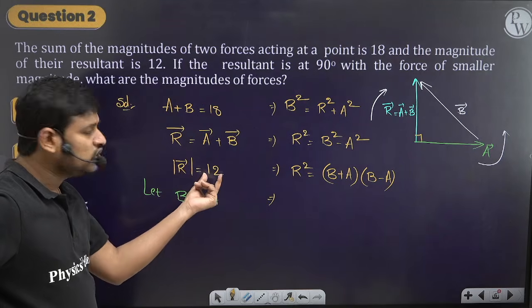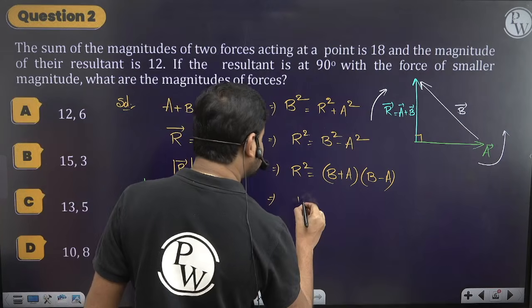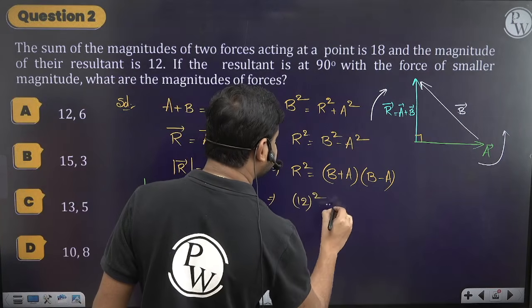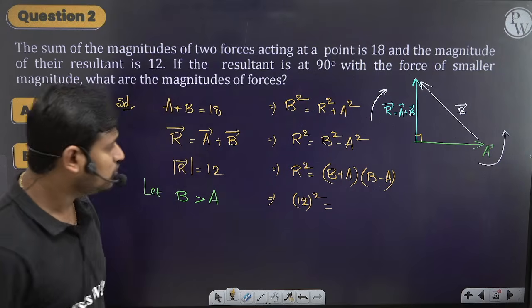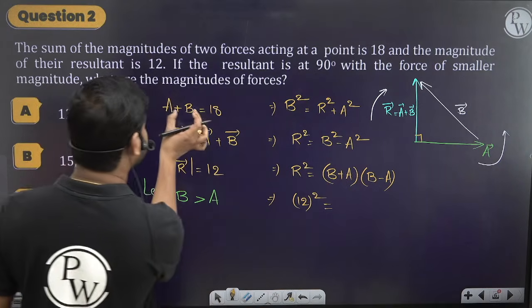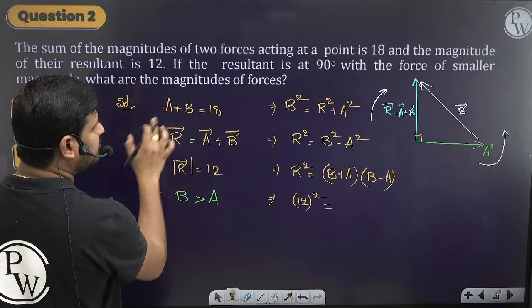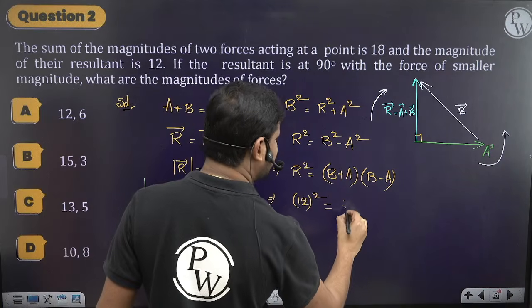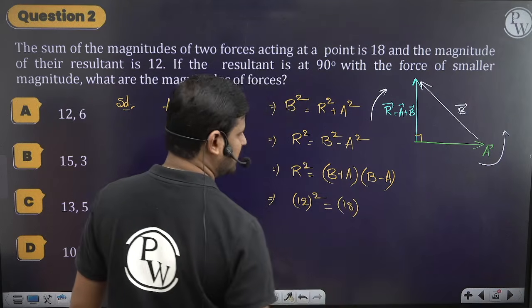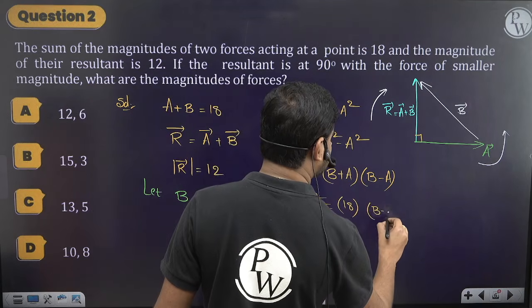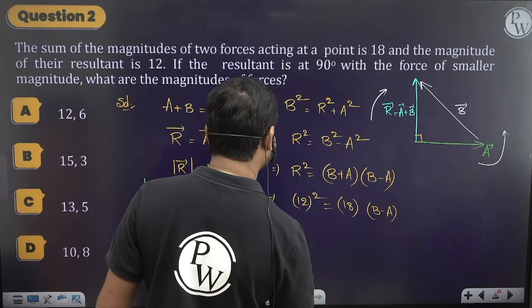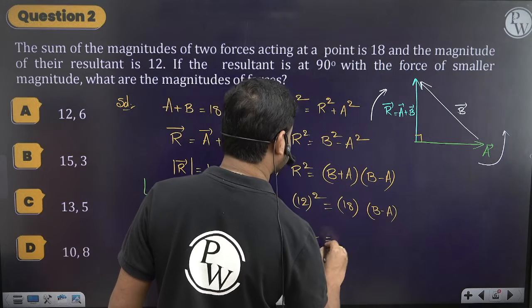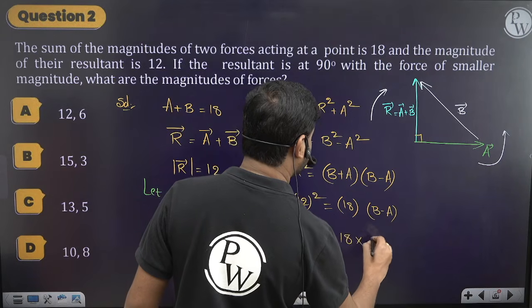What is that? 12. So in place of this, shall I write 12 whole square? Yes or no? Now, they gave the sum of the magnitudes of A and B. So what's that? 18. In place of A plus B, I am substituting 18. And then let's write B minus A here. So here it's going to be 144, which is equal to 18 into B minus A.